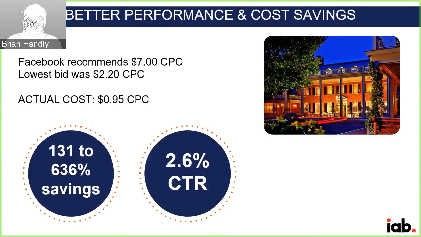The publisher themselves went to Facebook to implement the campaign and saw that Facebook's wedding-based data that was geo-targeted, they recommended a $7 cost per click with a minimum bid of $2.20 cost per click. And that's using Facebook's data. And because they were able to export the device IDs that fit that category and import that into Facebook themselves, their actual cost was less than $1 cost per click.